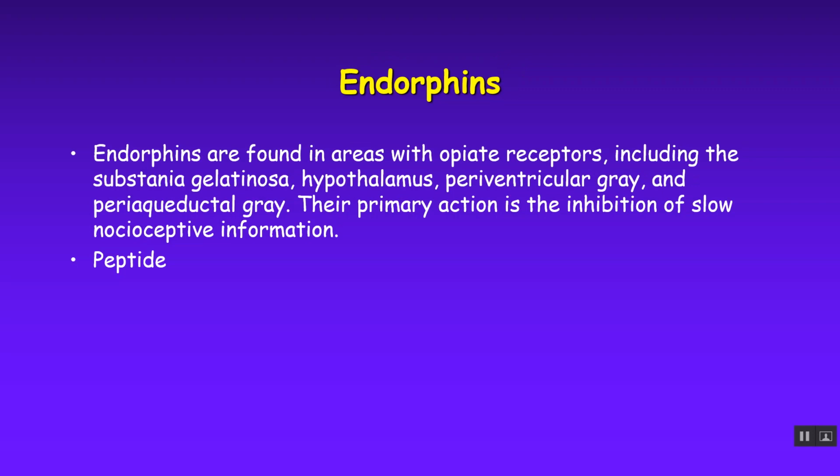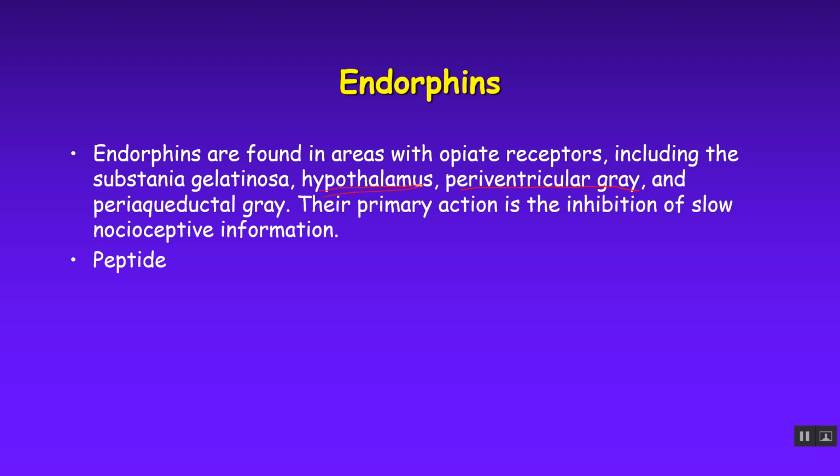Endorphins. Endorphins are found in areas with opiate receptors, including the substantia gelatinosa, hypothalamus, periventricular gray. You don't need to know these now. We're going to get into these and you'll figure out where some of these are. And the periaqueductal gray. Those are areas within the substantia gelatinosa and hypothalamus in the cerebrum.